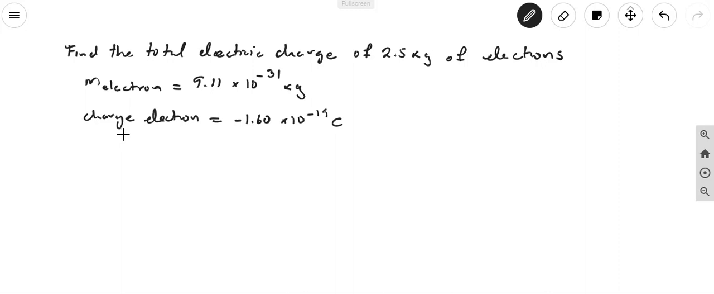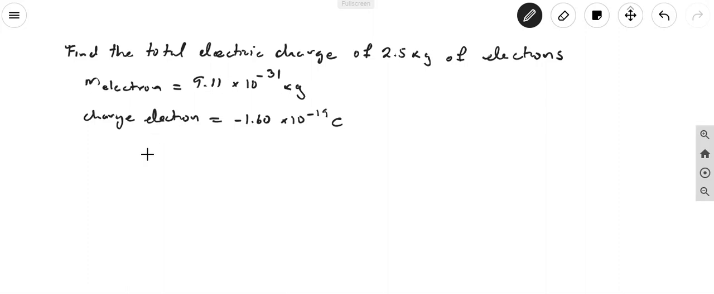In the following problem, we want to find the total electric charge of 2.5 kilograms of electrons. We know that the mass of the electron is 9.11 times 10 to the negative 31 kilograms, and we know that the charge of the electron is negative 1.60 times 10 to the negative 19 coulombs.